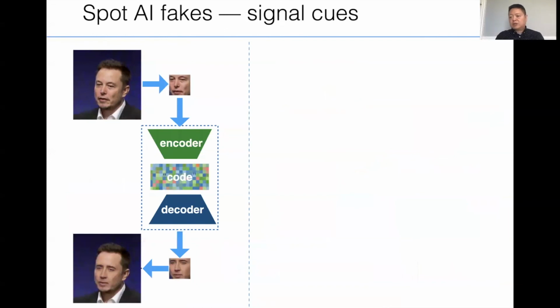The last category of detection method is using signal cues. Unlike the physiological and the physical cues I talked about earlier, these are less intuitive and probably very difficult to pick up by visual inspection. Nevertheless, they are rooted deeply in the generation process of the AI synthesized fake media. So just to give another example, we use signal cues again to detect face swapping videos.